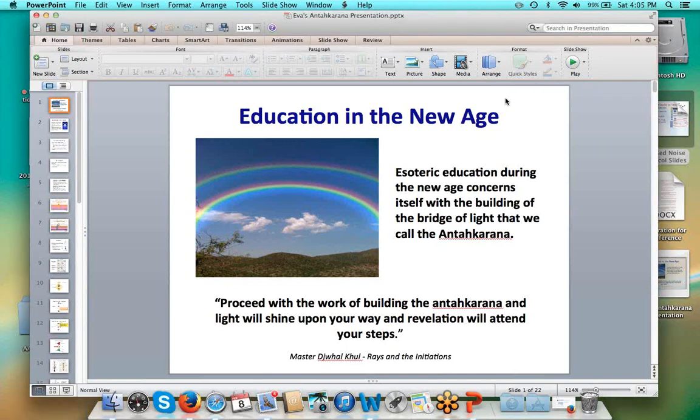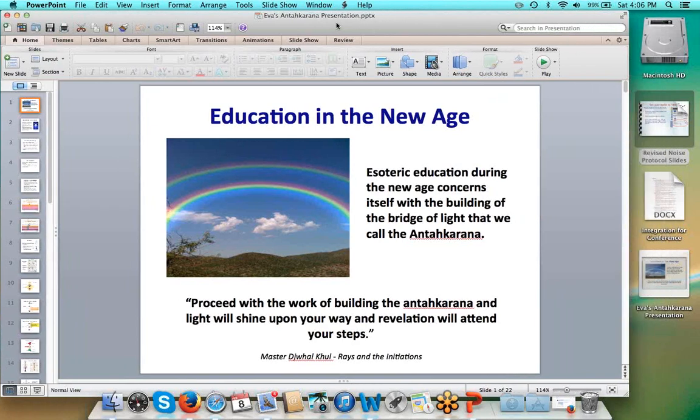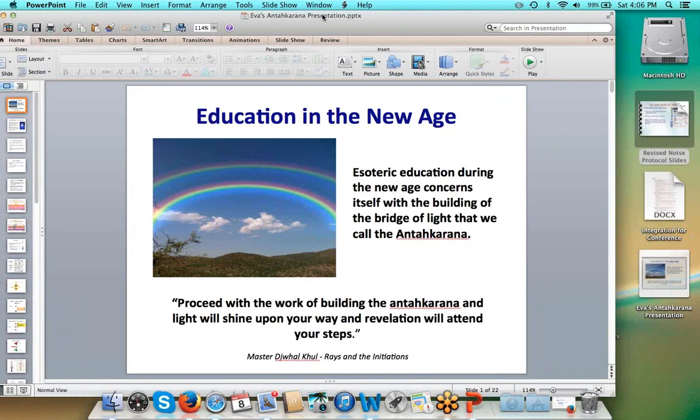So I think the best way to work with this is we're going to start with the little teaching that we have on the Antahkarana, and then from there we'll proceed to more and more questions that are totally unrelated. But as I'm going along, if you feel you'd like to ask a question related to the subject matter, please do raise your hand so that we don't skip over that part of whatever question you might have. So what we have here in our first slide is education in the New Age.